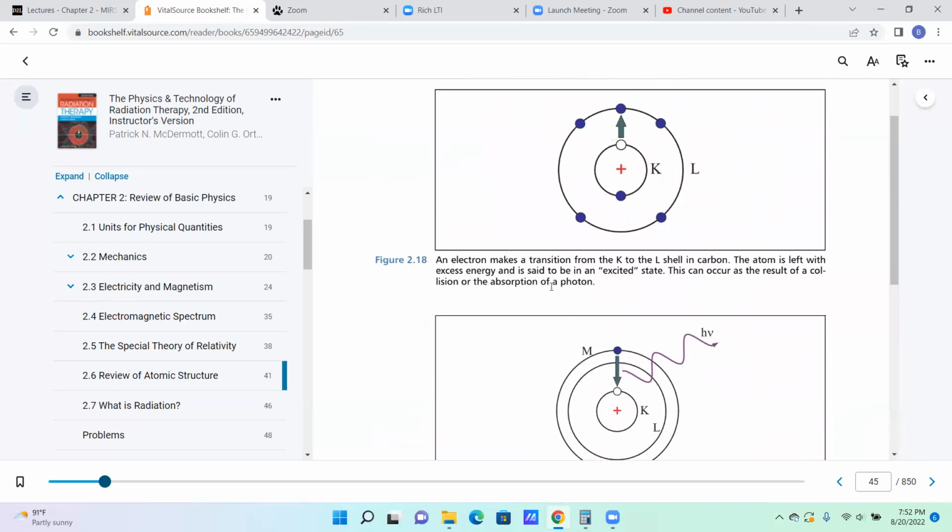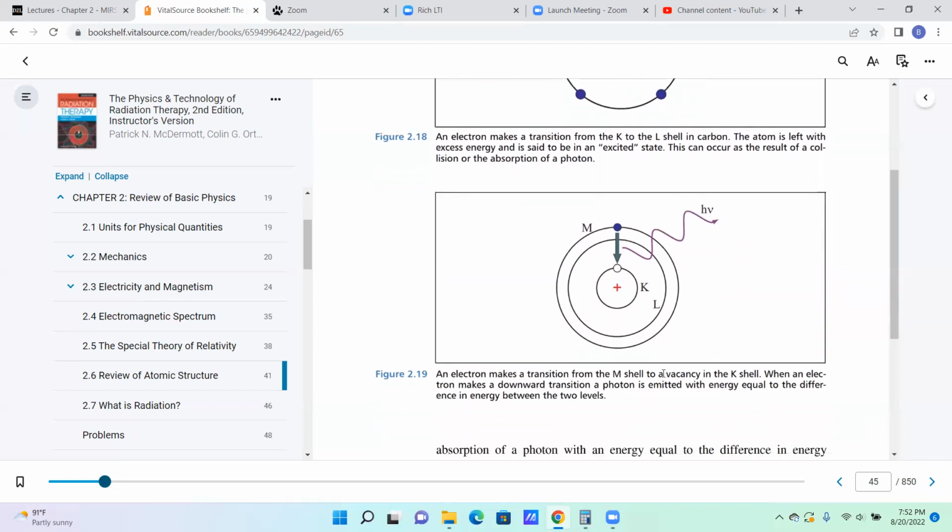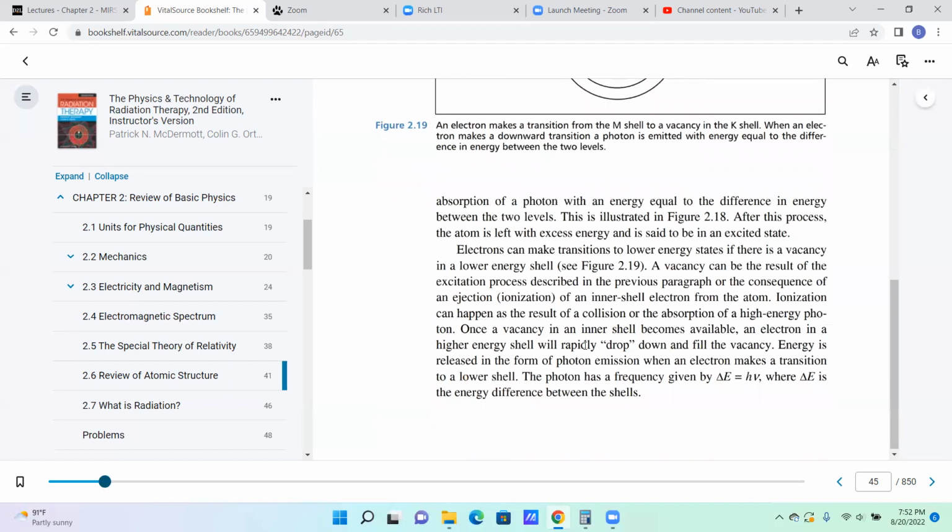So here's an example of an electron making a transition from a K to the L state. The atom is left with excess energy and is said to be in an excited state. An electron makes a transition from M down to the K. When the electron makes the downward transition, a photon is emitted with energy equal to the difference between those two.